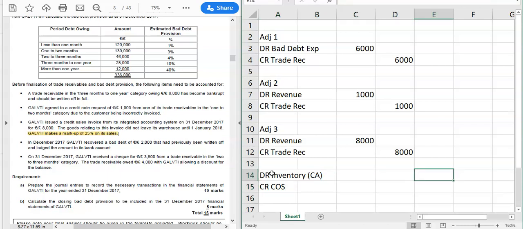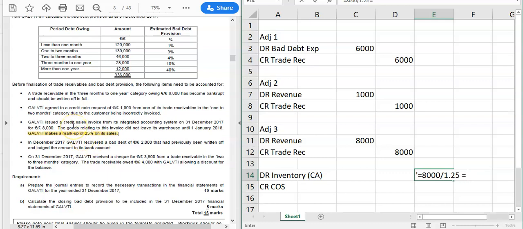It won't be the 8,000. Galvity makes a markup of 25% on sales, so what that means is the 8,000 is going to be 125% of your actual cost. That's an important thing to think of: the 8,000 is when I add on the 25%, but we know we record inventory at cost.